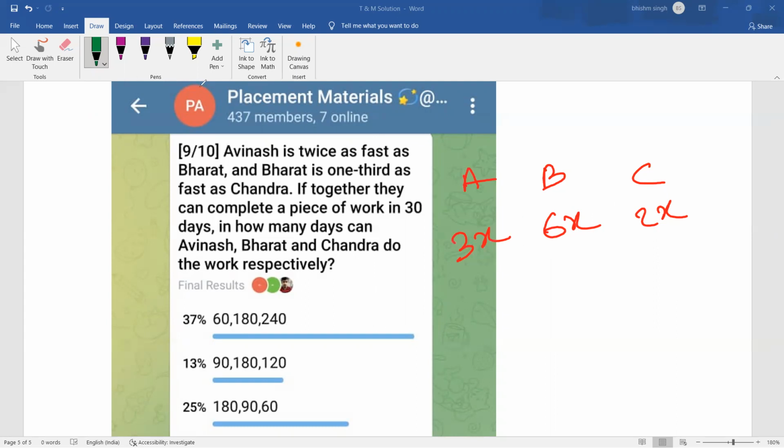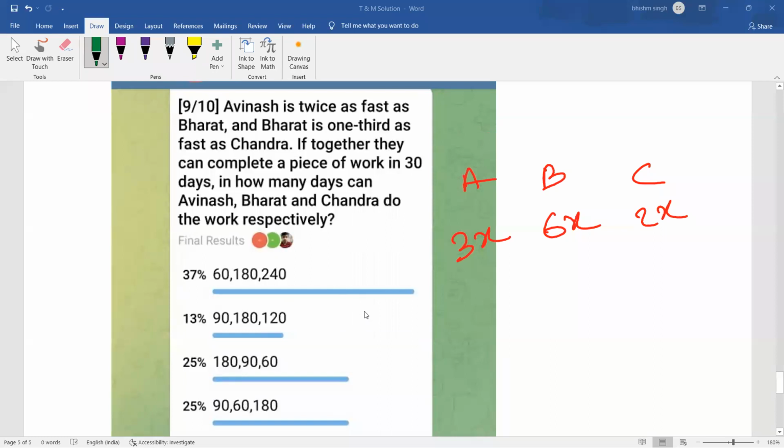See everyone, for this question there is no need to touch the pen. Without touching the pen, you can solve this question using the options. See here, they're asking Avinash, Bharat, and Chandra complete the work in how many days? So Avinash, how many days is he taking? He's taking half the time of Bharat. So only one option you have where Avinash is taking half the time of Bharat. Okay, but you see everyone, Bharat is taking 1/3 of the time of Chandra. That is not correct here. He should be 60. It should be 60, then the answer is correct. So no option matches like this.